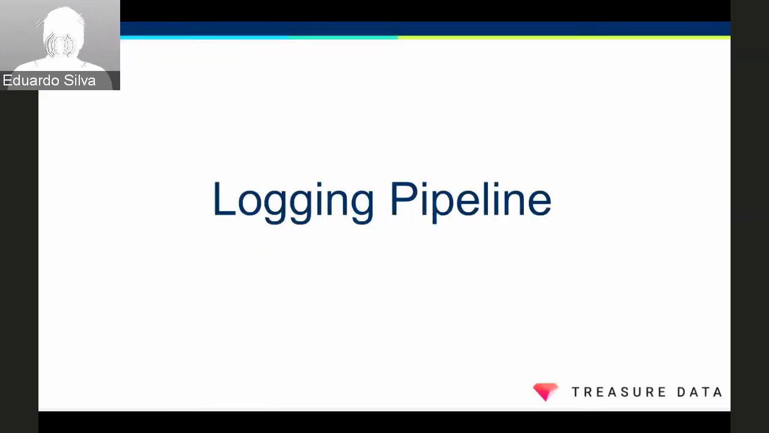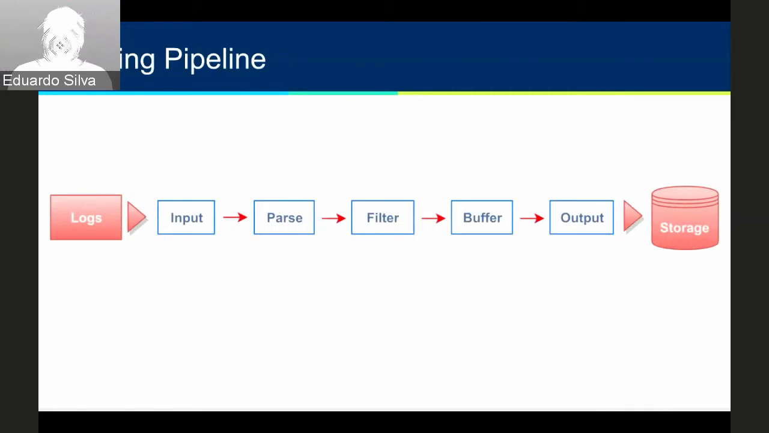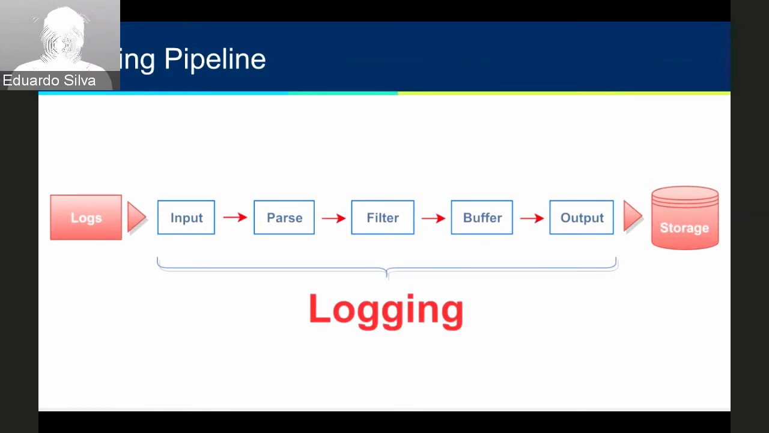So how do we accomplish that? We have a concept called the logging pipeline, in which we say that if you want to take logs from one point to a storage, you need to go through different phases. For example, collecting the data, parsing the data, filtering the data, buffering the data, and sending the data out to a destination. So when we mention Fluentd or a logging pipeline, we're referring to this scope from the input to the output, and we have many phases in the middle.